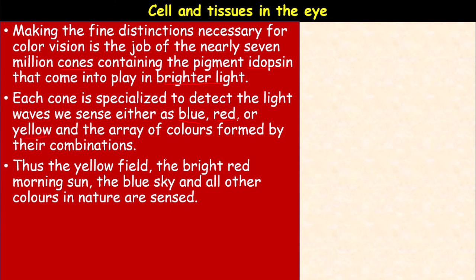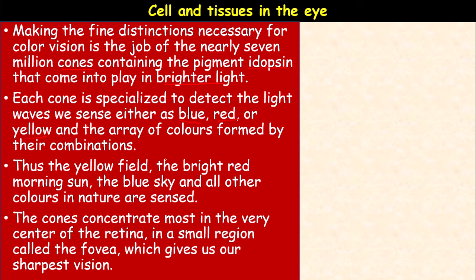So, thus the yellow field, the bright red morning sun and the blue sky and all other colors in nature are sensed, enjoyed with our eyes. Okay, the cones concentrate most in the very center of the retina in a small region that is called fovea, which gives us our sharpest vision.